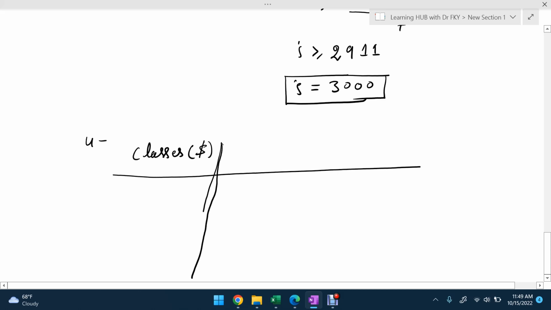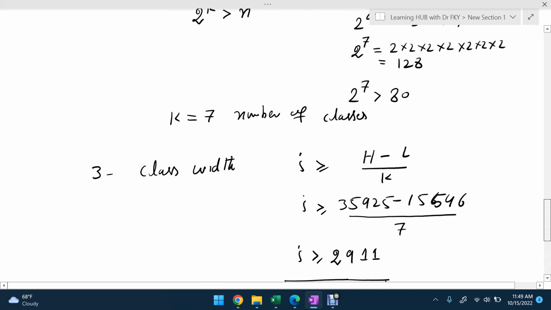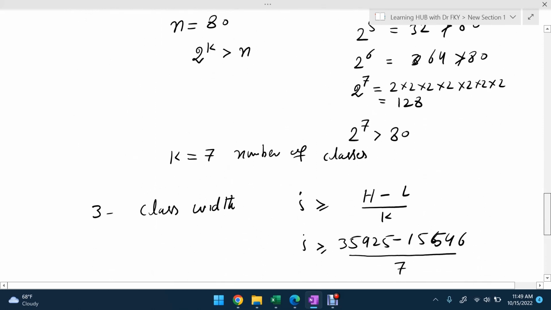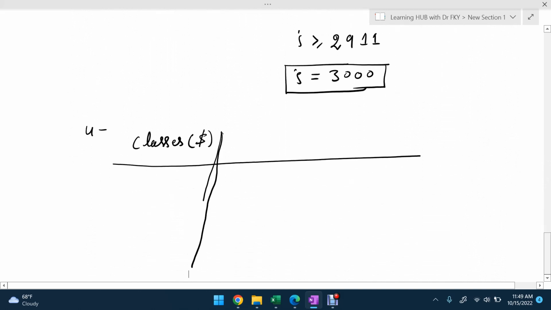So you can set the smallest value as 15,546. So you can start from 15,000 for simplicity. But remember that I'm writing in thousands, and the difference is now 3. This means that the next will be 18: 15 is the lowest plus 3, because class width is 3. So this means 15 to 18.